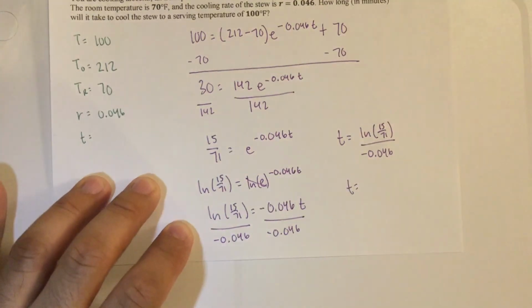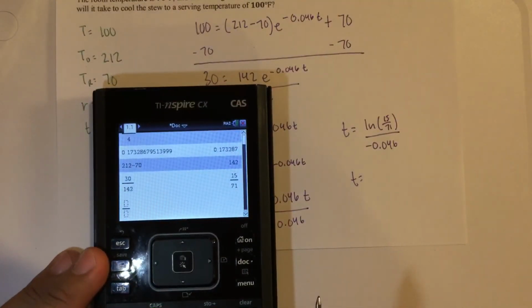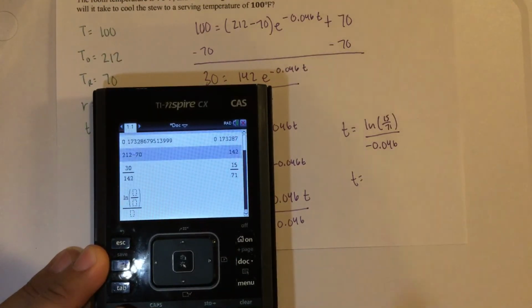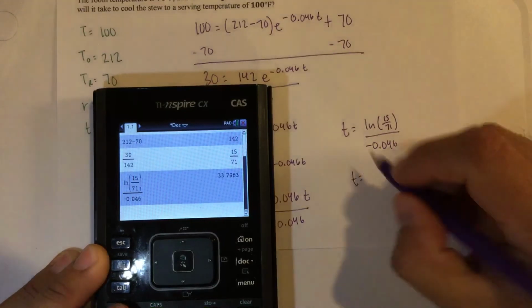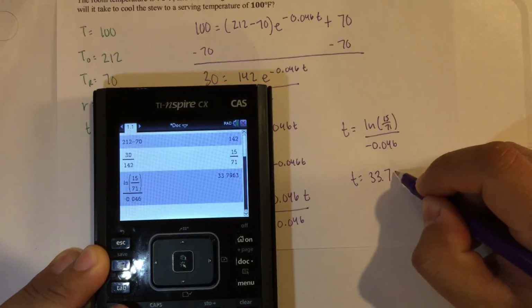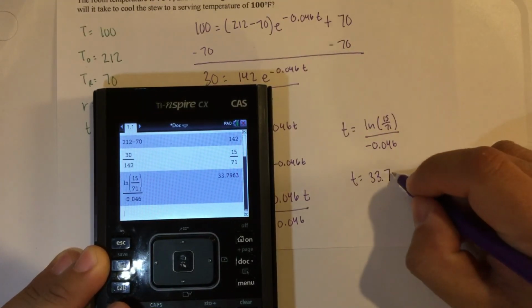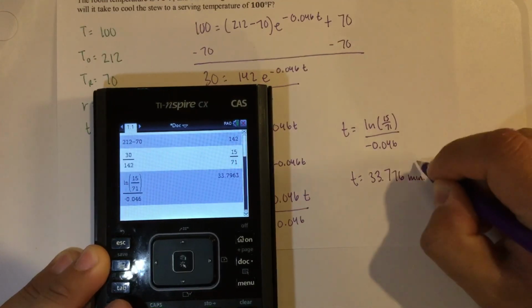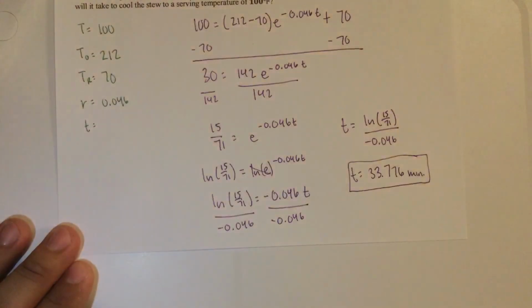So I'm actually going to take the approximation in time so I can figure out the minutes here. So control divide, we have ln of 15 over 71 over negative 0.046, and I get 33.7963. I'll keep it consistent, 33.796 minutes. All right, and there's the answer there. And just take a look at the work real quick.